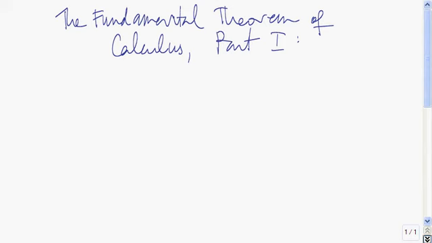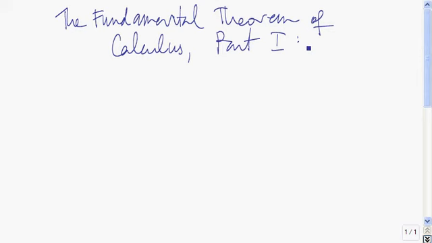Okay, now you're about to learn a truly, truly amazing theorem. It's called the Fundamental Theorem of Calculus Part 1. Some books call it the Fundamental Theorem of Calculus Part 2, so it's pretty arbitrary whether you call it Part 1 or Part 2. Since our book calls it Part 1, I'm going to call it Part 1.